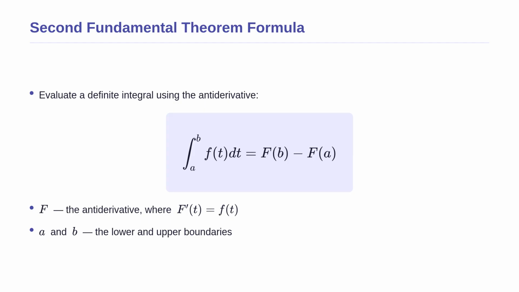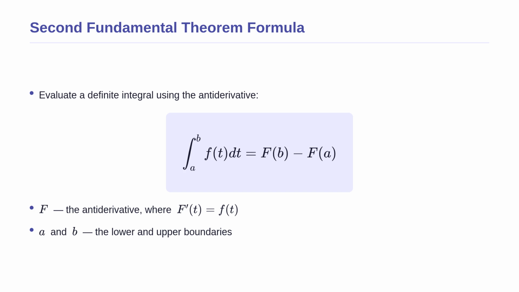To evaluate a definite integral from a to b, you first find the antiderivative, denoted by capital F. This is a parent function whose derivative gives you back the original curve. Once you have this parent function, you simply plug in the upper boundary b, plug in the lower boundary a, and subtract the two results.